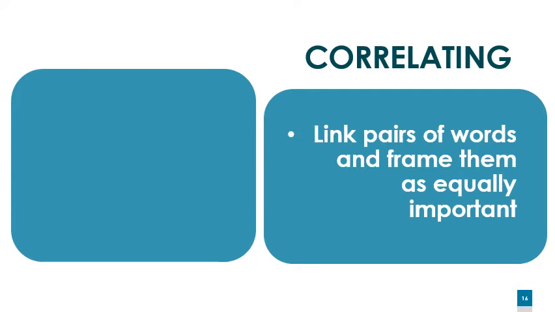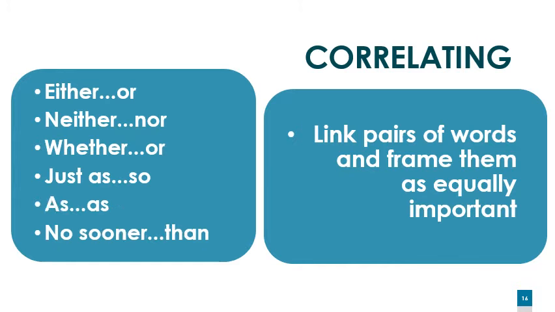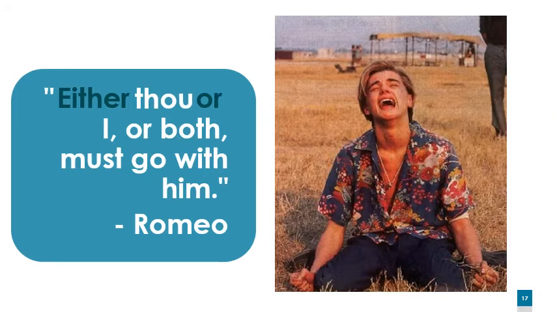Finally, correlating conjunctions link pairs of words and frame them as equally important. So these are either/or, neither/nor, whether/or, just as/so, as/as, and no sooner/than. These are examples of correlating conjunctions, so they come in pairs. As an example of how these correlating conjunctions work, we have a quote from Romeo and Juliet: "Either thou or I, or both, must go with him." So we're using that pair of words, either/or, to give equal weight.